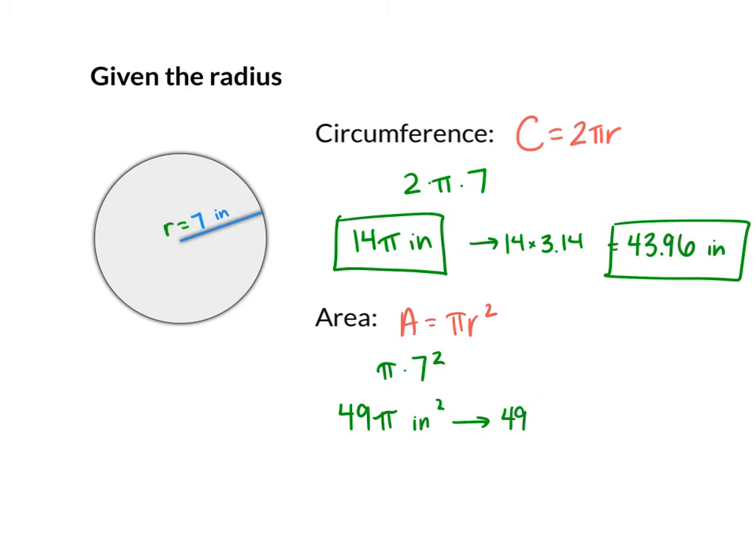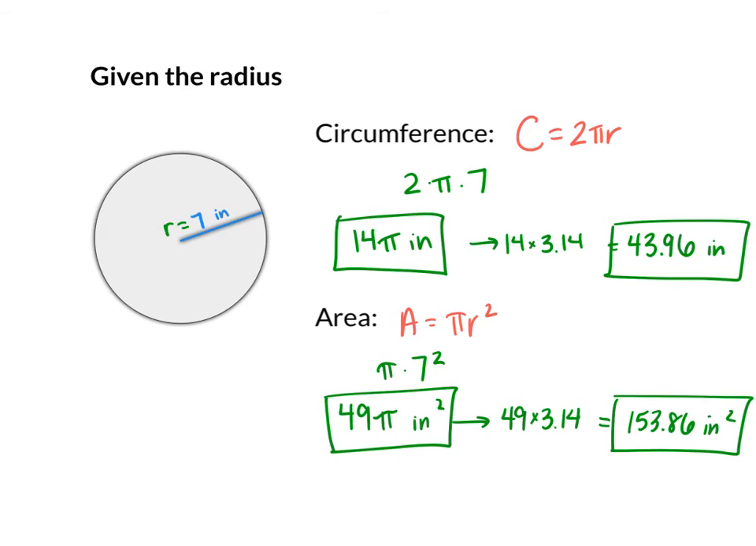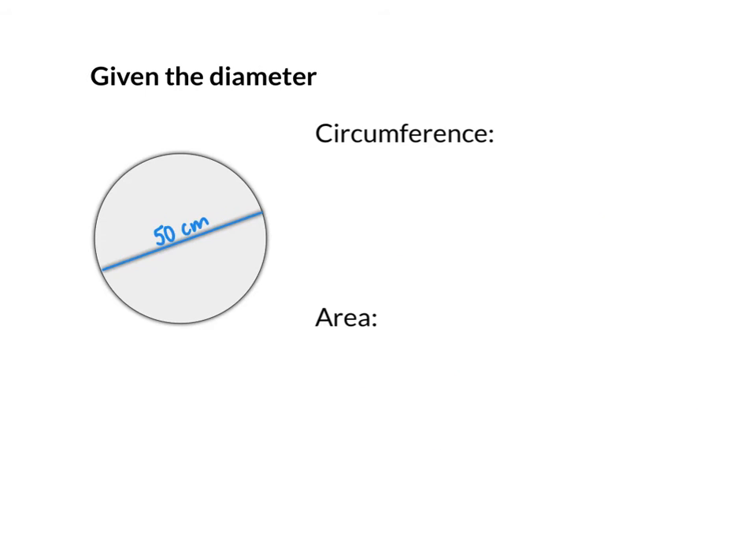Or for the rounded answer, I would take my 49 and actually multiply it by 3.14, which gives me an answer of 153.86. So these are examples of finding the circumference and finding the area when you're given the radius. Next, let's look at the diameter.